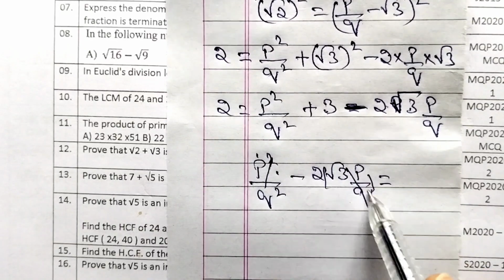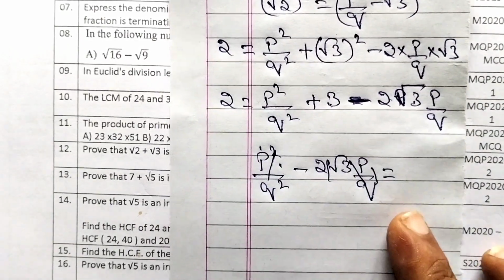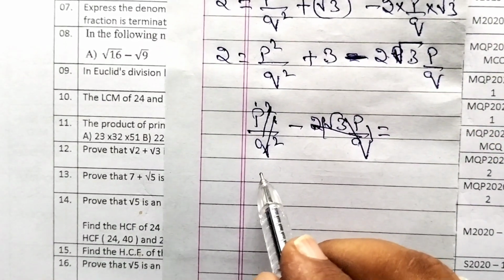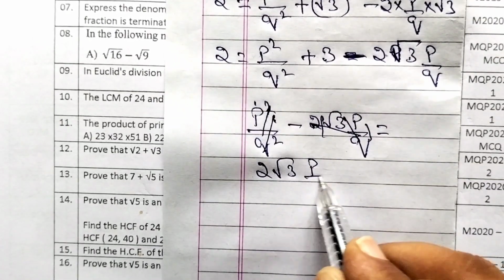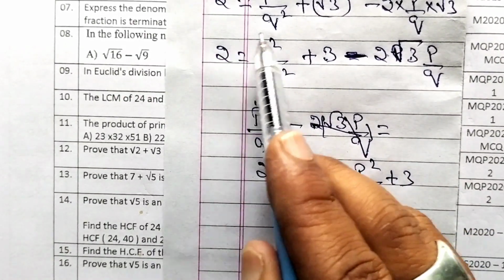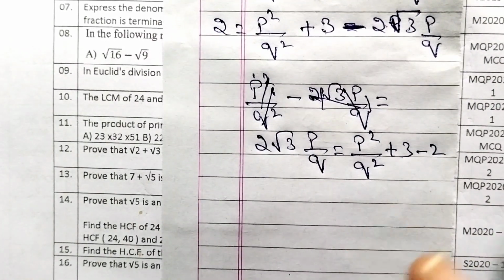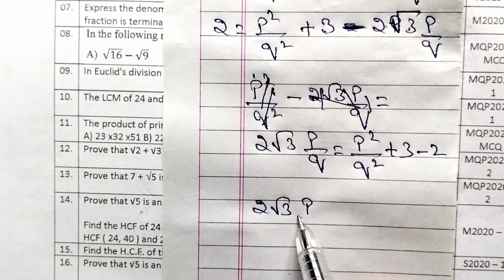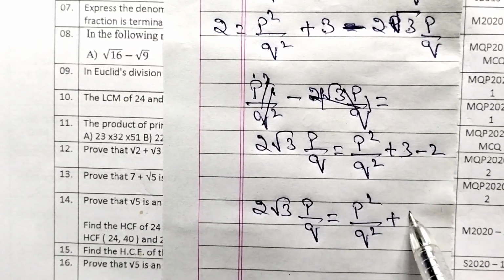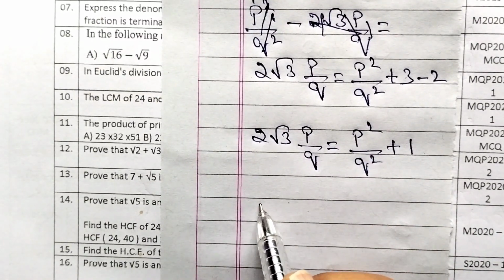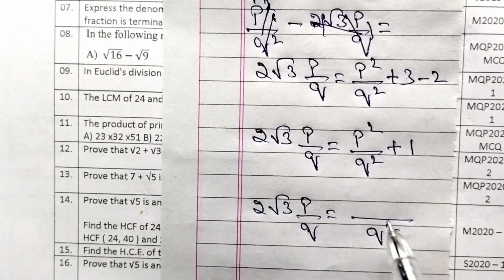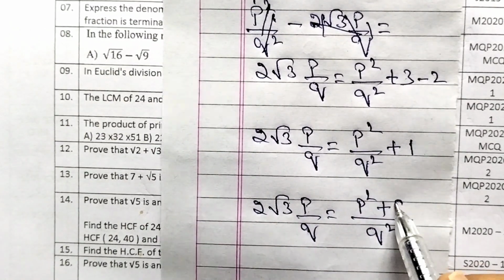Otherwise, let us do one more thing. Let us shift this to this side, let us shift this 2 to this side. So now I will shift this to this side. Minus 2 root 3 p by q, when it comes to this side, will become plus 2 root 3 p by q is equal to p square by q square plus 3. If you shift plus 2 to this side it will become minus 2. So 2 root 3 p by q is equal to p square by q square plus 3 minus 2 is 1. So now take the LCM. 2 root 3 p by q is equal to q square is the LCM, p square plus q square ones will become q square.